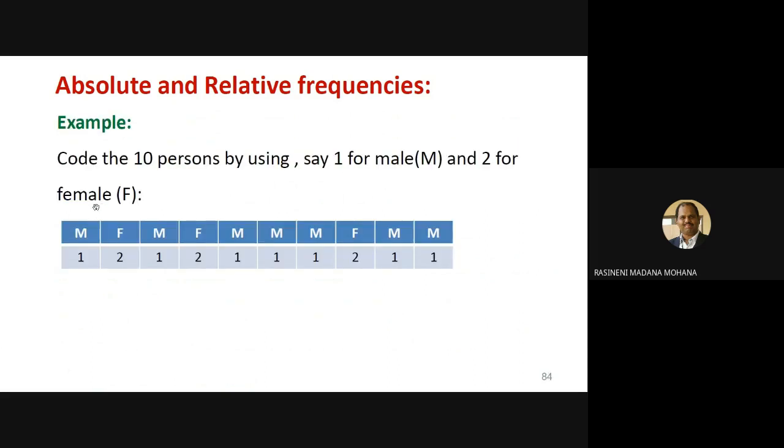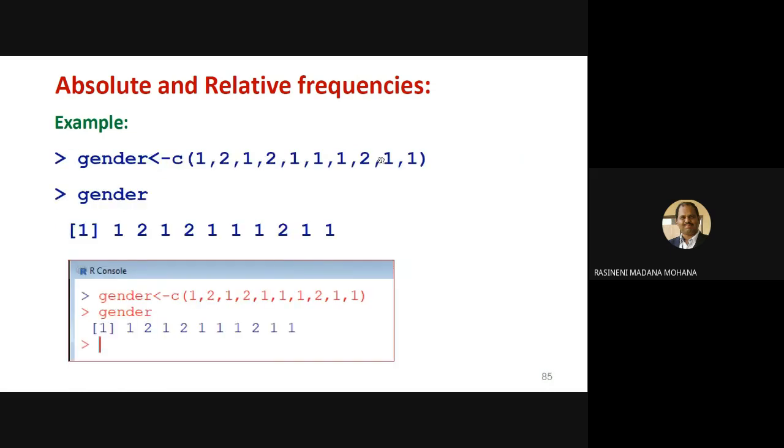So let us demonstrate one example. Suppose here we code the 10 persons using 1 for male, 2 for female. Wherever male is there, you code it as 1. Wherever female is there, you code it as 2. So this is one data vector. Now create the data vector and store it in the vector gender. Gender equal to c of the 10 observations. Now to see the vector, simply use gender. All the 10 observations will be displayed.